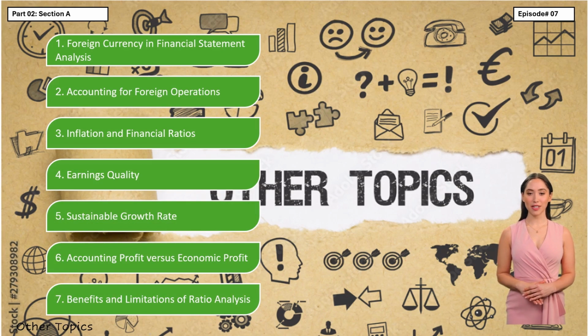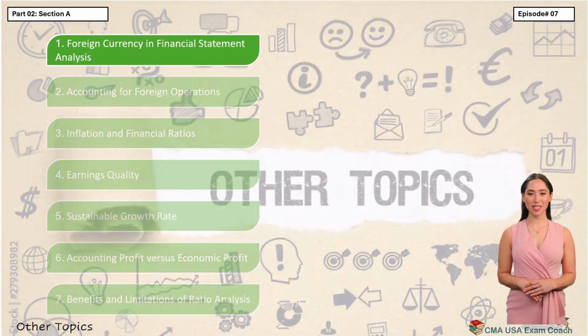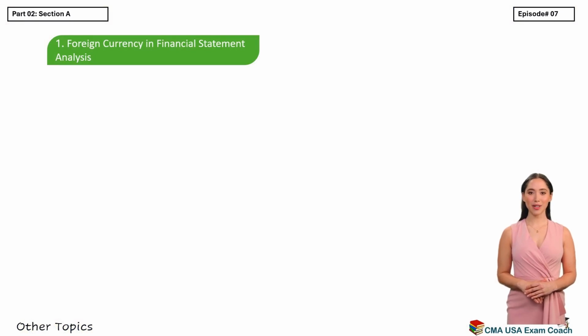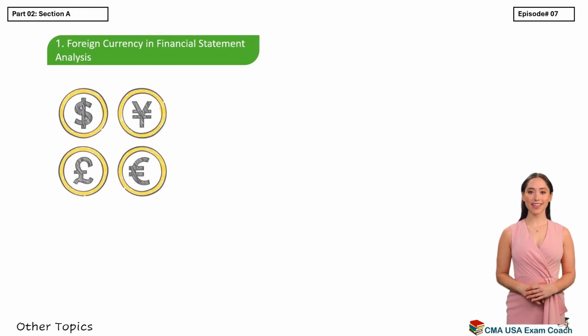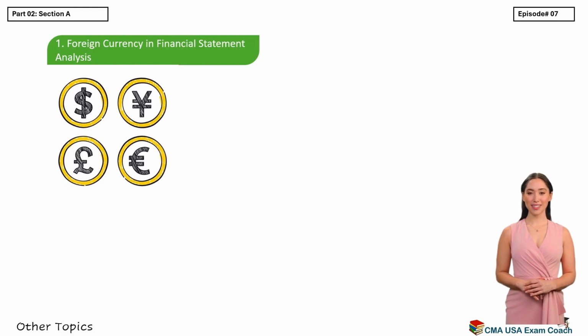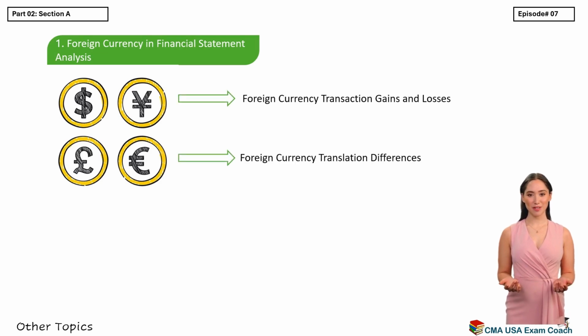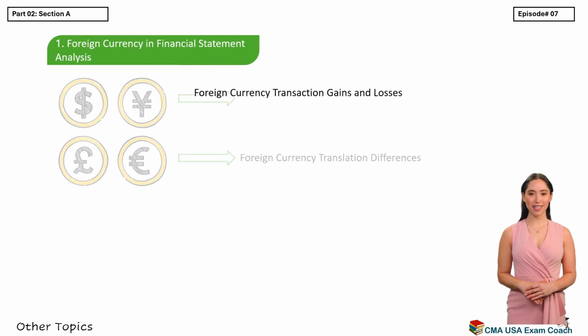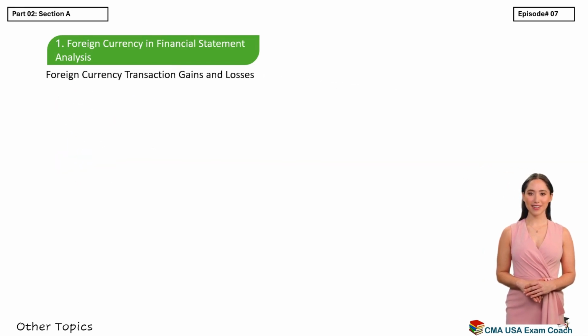Let's now explore the topic of foreign exchange fluctuations in more detail with simple examples. In a global business world, companies often deal with multiple currencies. Exchange rates between currencies change daily, and these changes create two main types of effects. First, foreign currency transaction gains and losses, and second, foreign currency translation differences. First, let's discuss foreign currency transactions. This happens when a company directly deals with foreign currencies, for example, buying, selling, borrowing, or lending in a currency that is not the company's functional currency.